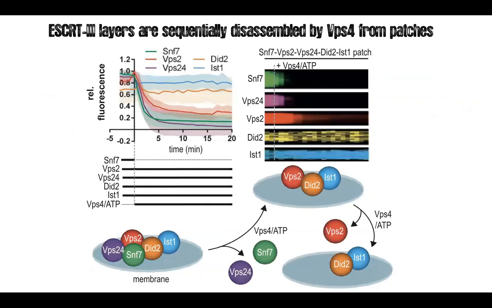Now she looked at how they were depolymerized from the complex using VPS4, which I repeat is an ATPase that should trigger disassembly. And so what she did here was to assemble all proteins onto the patch, add VPS4, and look at the dynamics of disassembly of those proteins. And I think it's very clear from those data that you have a clear sequence in depolymerization, first SNF7, followed by VPS24, VPS2, D2, and IST1. And so again, layer 1 would go off before layer 2, which would go off before layer 3.